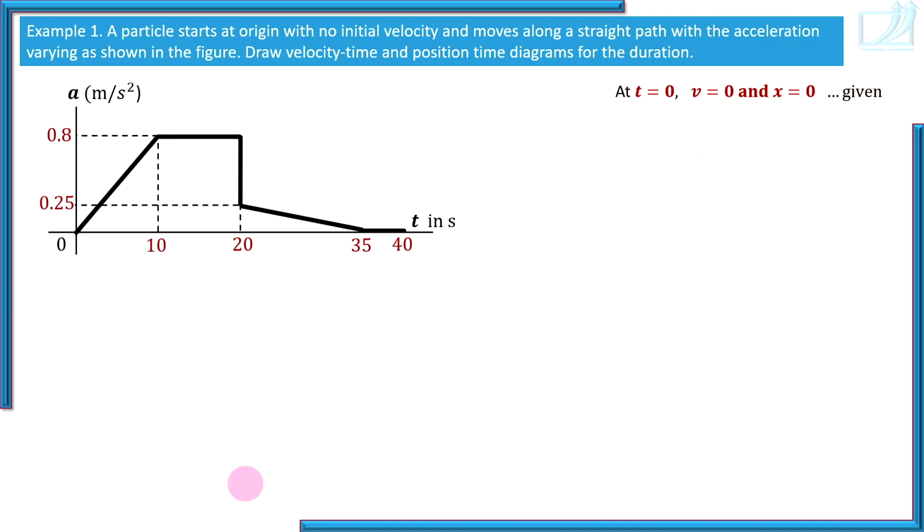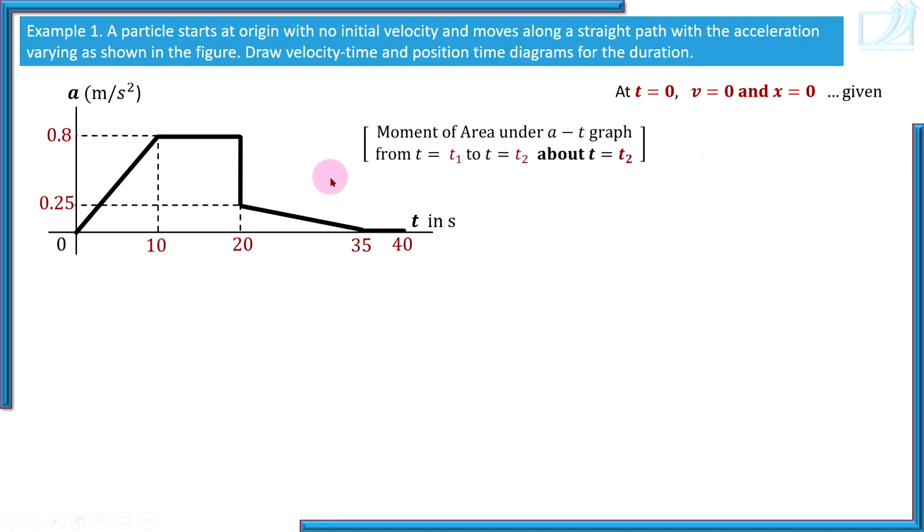Now you are also asked to draw the position time diagram. So tell me how the AT diagram is related with position. So the moment of area under the AT diagram from t equal to t1 to t equal to t2, and this moment is about t equal to t2. Now what is that, you will understand now. Plus initial velocity, initial means in this interval initial, into t2 minus t1, that gives you the change in position.